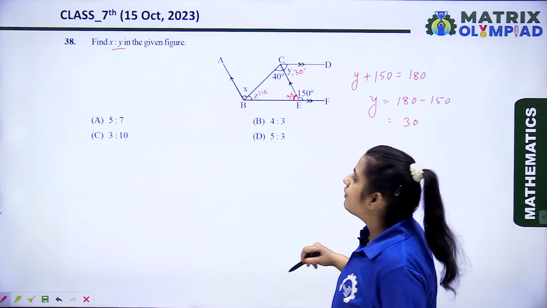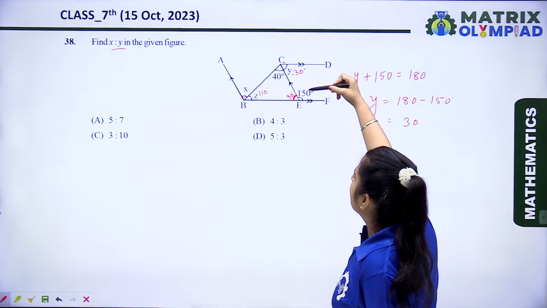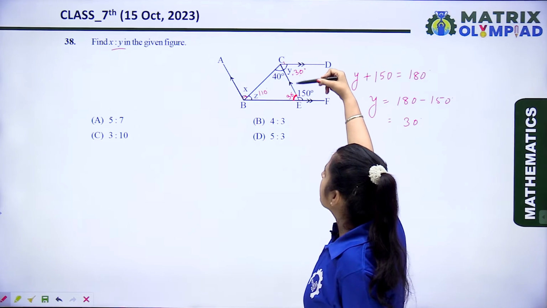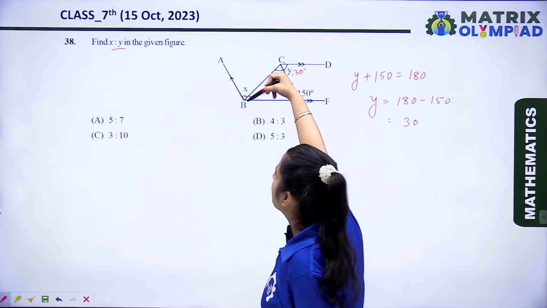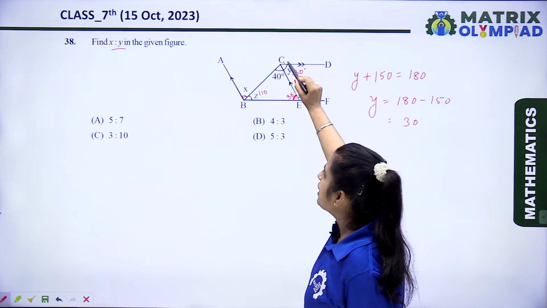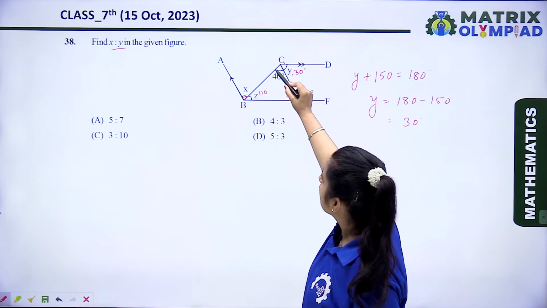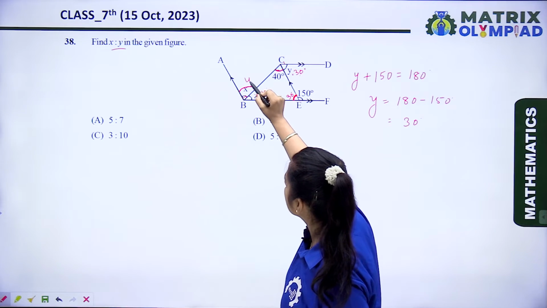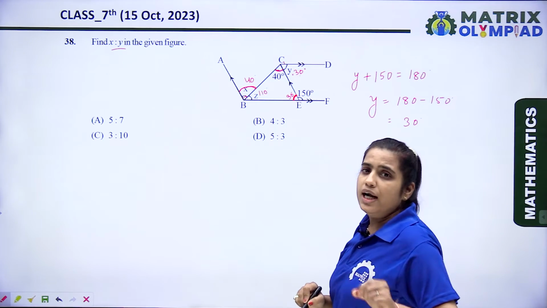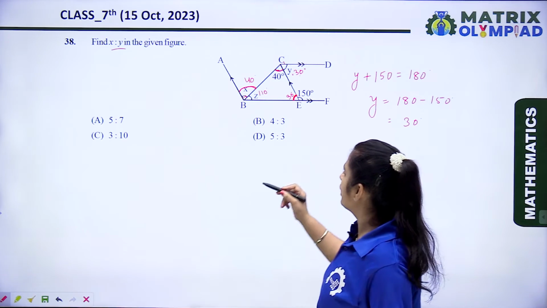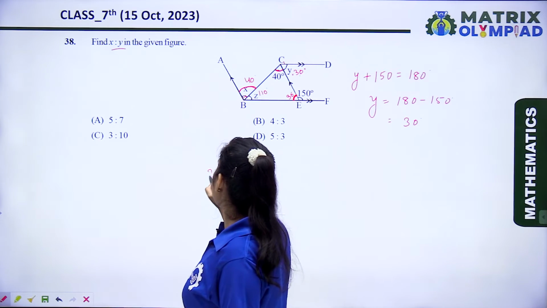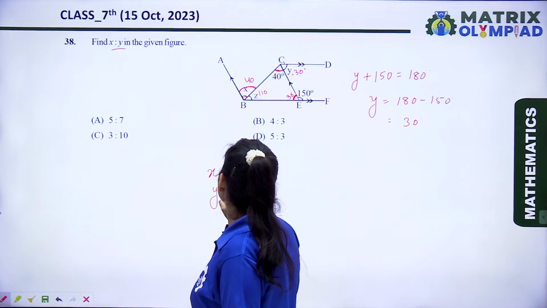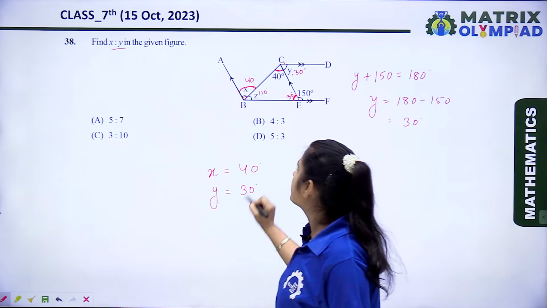Now to find out the value of x, what are we going to do? We are going to check the other parallel line, that is CE is parallel to BA. Now CB is a transversal line here. If this is 40 degree, then the value of x will also be 40 degree due to alternate interior angles. So here we have the value of x that is equal to 40 degree. And here we have the value of y that is equal to 30 degree.